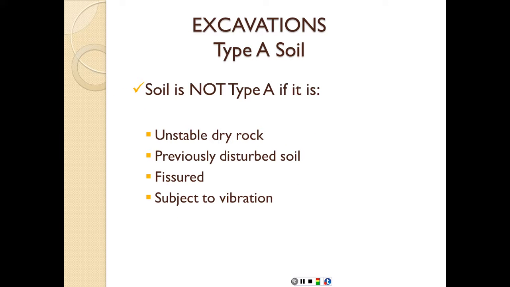Soil is not type A if it is unstable dry rock. It is not type A anymore. If it has been previously disturbed, this is not type A. If it's fissured, it's not type A. And if it's subject to vibration, it is not type A anymore. So again, in this case, it might be either B or C.